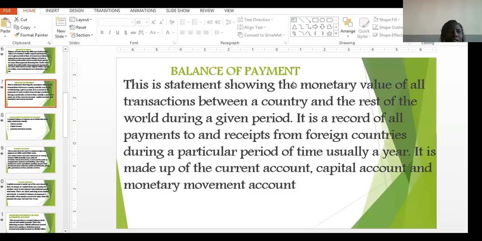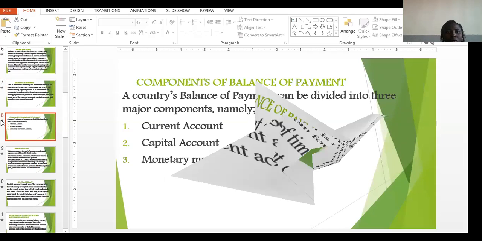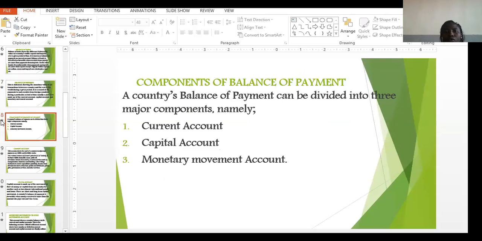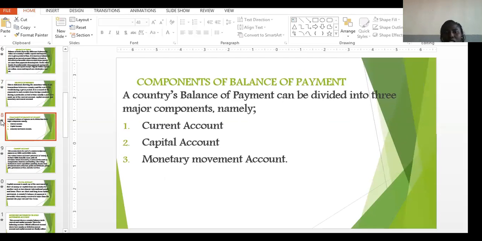So let's start with the components of balance of payment. Like we said in the previous slide, they include current accounts, capital accounts, and monetary movement accounts. And this monetary movement account is also known as gold movement account. So let's start with the current accounts.